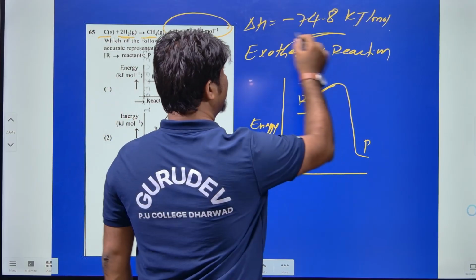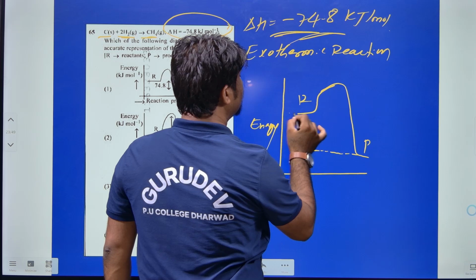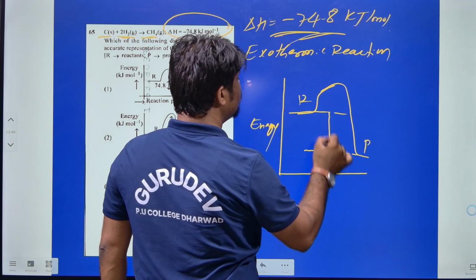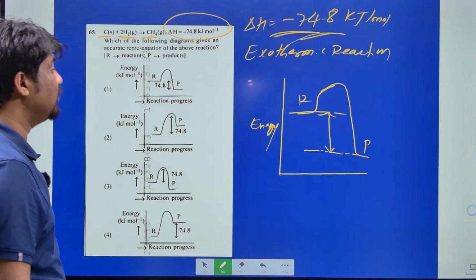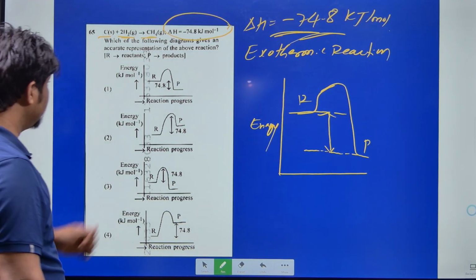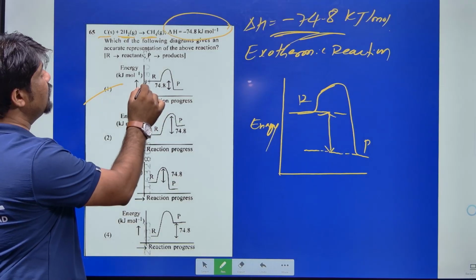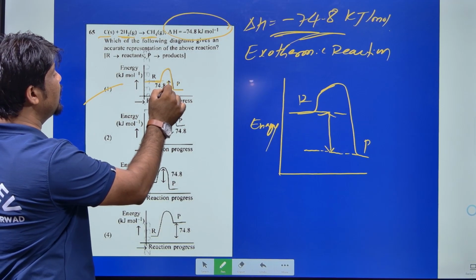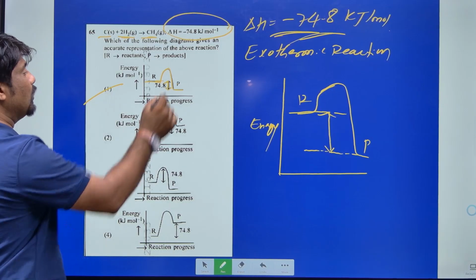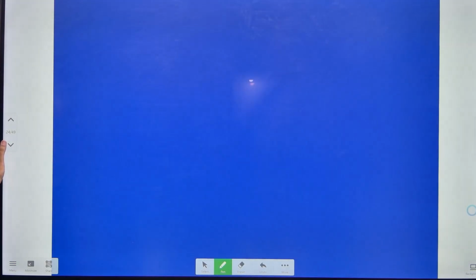Then what is the delta H? The delta H will be the energy of the product and the reactant. So we are going to take the product energy minus the reactant energy. Then which is the right answer for the question here? Yes, of course, option 1 is the right answer, because this is the reactant and this is the product, and the energy difference is given between the reactant and the product. Hence option 1 is the right answer for the question here. Well, go to the next problem then.